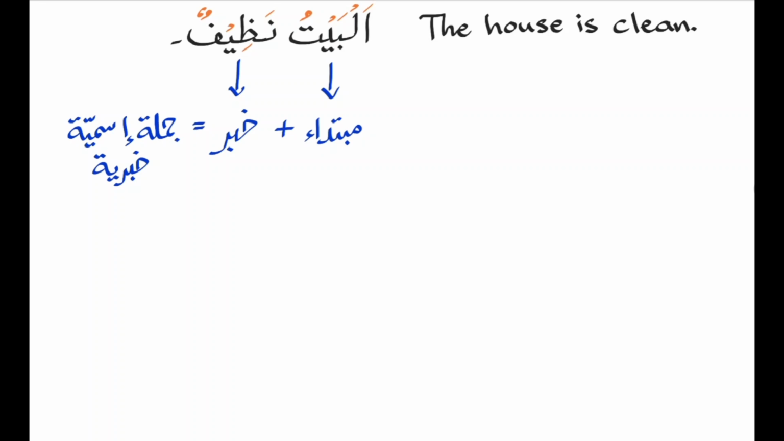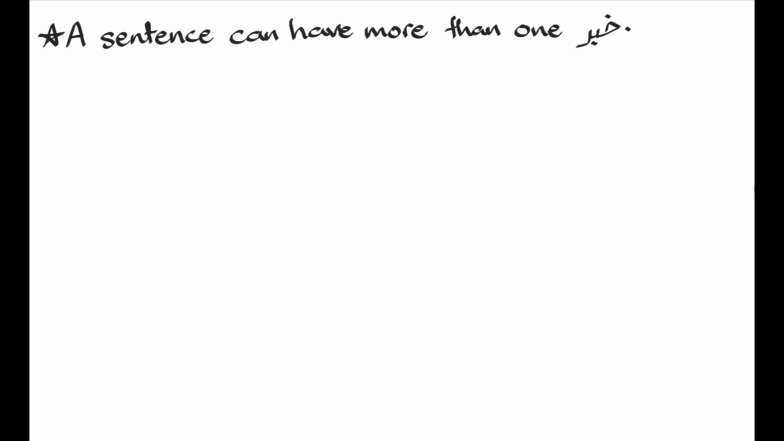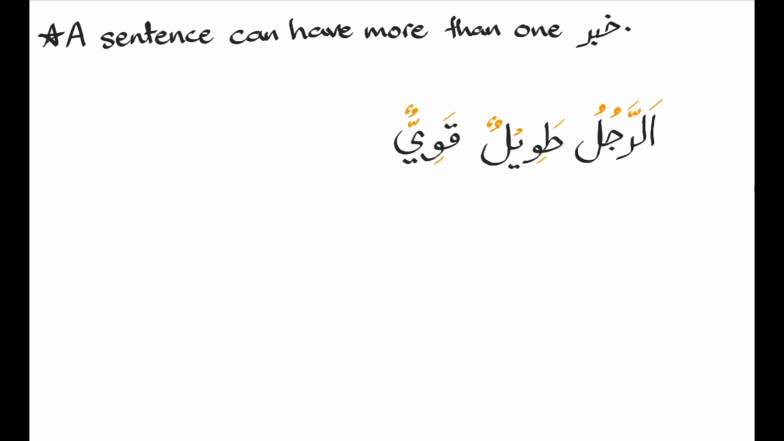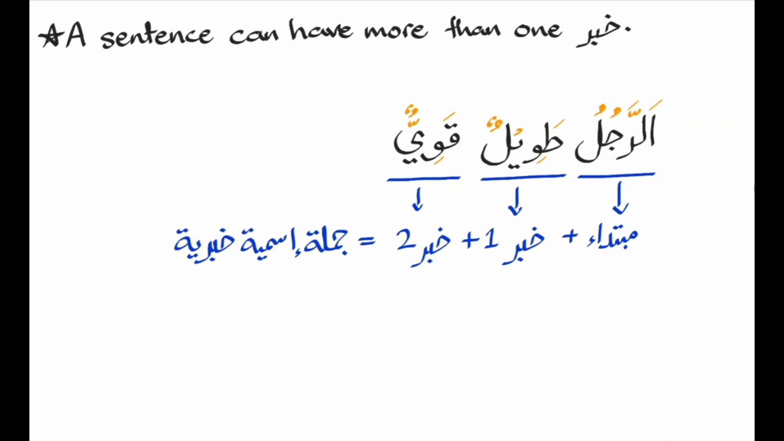Another thing to note is that a sentence may have more than one khabar. For example, الرجل طويل قوي. Here, الرجل is the mubtada. طويل is the first khabar, and قوي is the second khabar. So here, mubtada plus first khabar plus second khabar equals jumla ismiya khabariyah. So this was talking about jumla ismiya khabariyah, nominal sentence.